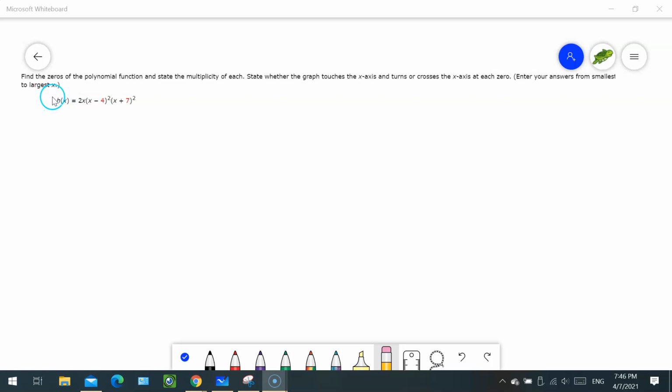This is question number 14 of your 4.2. The question asks you to find the zeros of the polynomial function and state the multiplicity of each. State whether the graph bounces off the x-axis and turns, or crosses the x-axis at each zero.